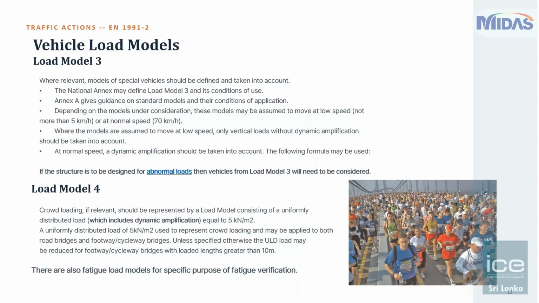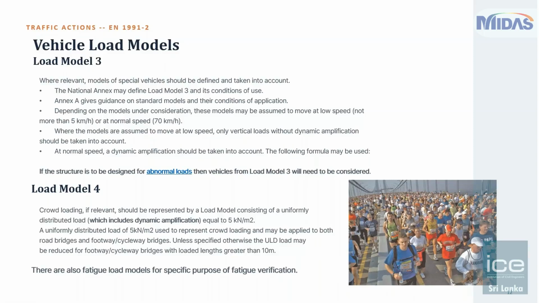Depending on these models under consideration, you can change the speed of these vehicle loads. And if you change the speed of these vehicle loads, then you must also account for dynamic amplification factors for these loads. Okay, so at slow speed we need not account for the dynamic amplification factor, but at normal speed a dynamic amplification factor should be taken into account. If the structure is to be designed for abnormal load, then vehicles from load model 3 will need to be considered. Load model 4 is crowd loading.